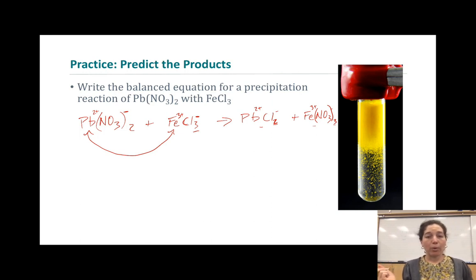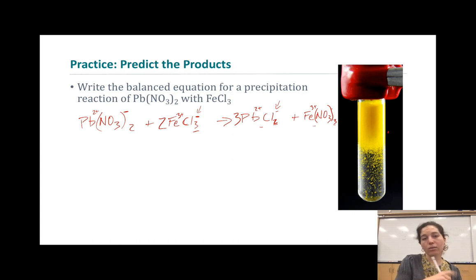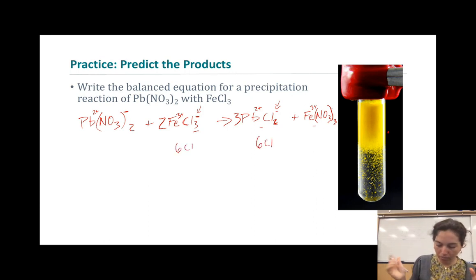Now we can balance our equation. I'm going to look at the chlorides first because that's just what I choose. We've got a 3 here and a 2 here. Those are unbalanced, so I'm going to put a 3 here and a 2 here. It gives me 6 chlorides on each side. So 2 times 3 and 3 times 2 are the same thing. So I now have the same amount of chlorides on each side. 6Cl, 6Cl. Okay.